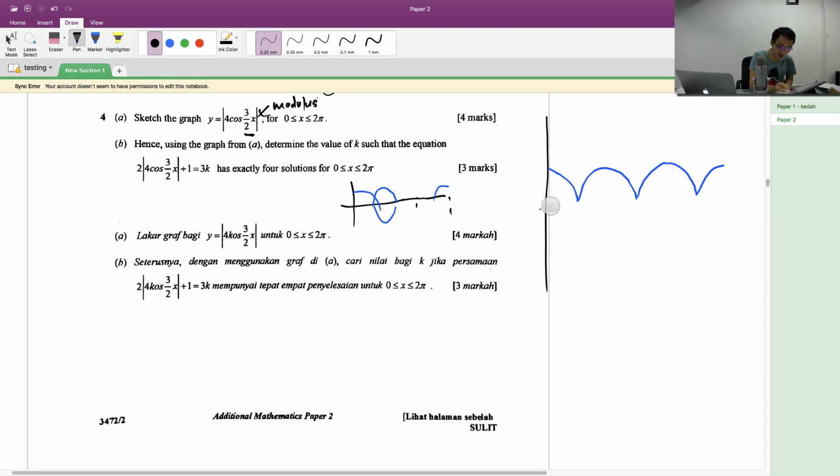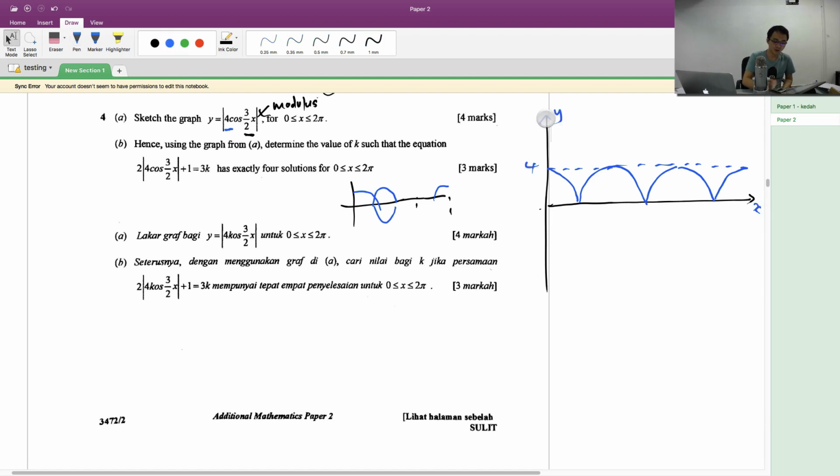Oops, this line should touch all the points here. Let me just draw it again. One cycle, another half cycle. Then because the amplitude is 4, I know my maximum here is equal to 4. So this is my x, this is my y. Modulus means whatever is at the negative part, you need to go up and become positive.